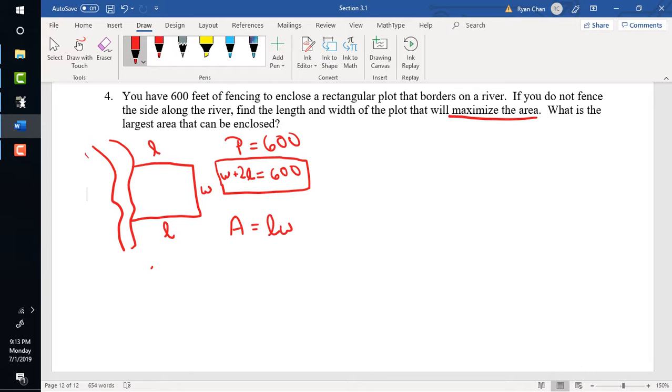Now, here's the situation at hand. We're actually kind of stuck because if you notice, we have 3 letters, which is not good, right? When we do a function, we only have 2, a y and an x. We have 3, and that's problematic. So this is what I'm going to do. I have another formula, which is W plus 2L is equal to 600. I know W plus 2L is equal to 600.